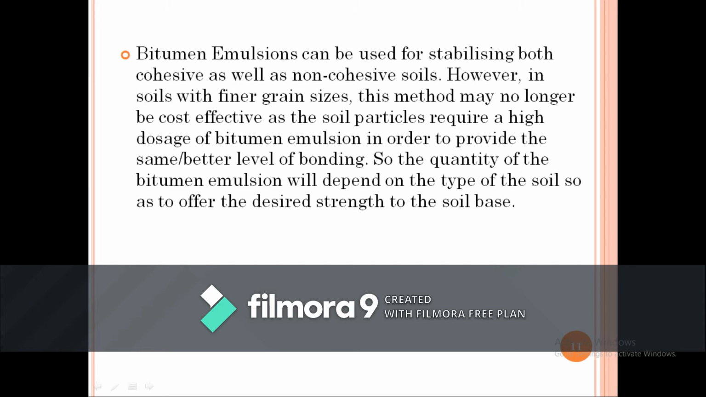The quantity of bitumen emulsion will depend on the type of soil, so as to offer the desired strength to the soil base. However much bitumen emulsion you are adding depends mainly on the strength required by the soil base. So whenever you are using it for cohesive and non-cohesive soils, try not to use more for finer grain sizes. If you have very fine grain soils, it is not economical to use bitumen emulsions.